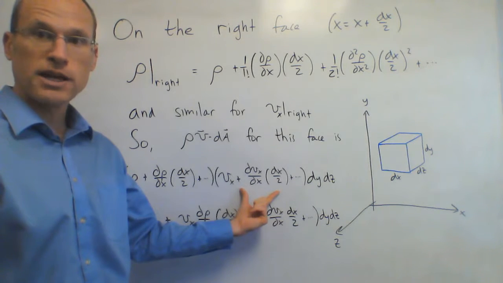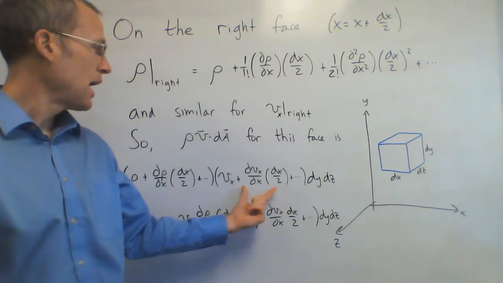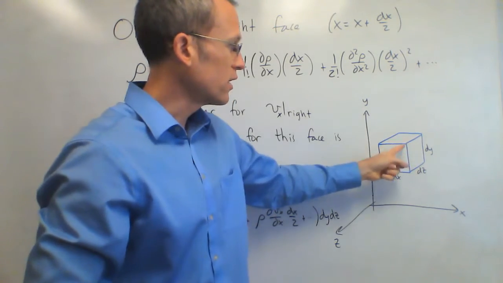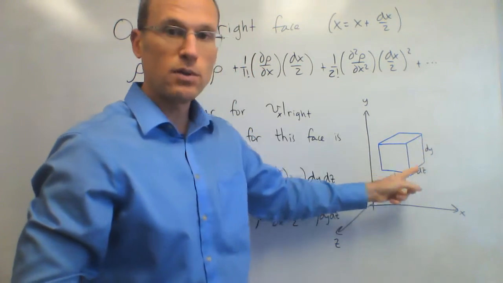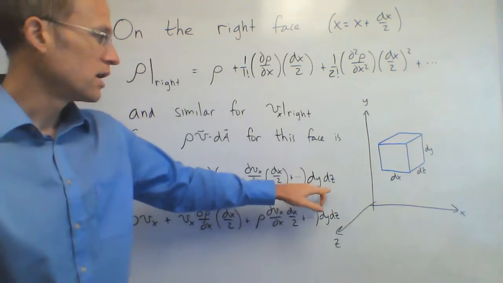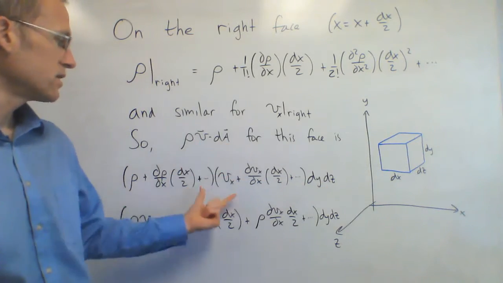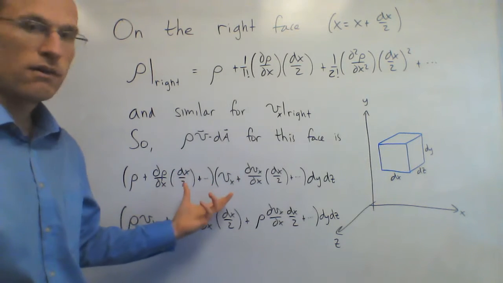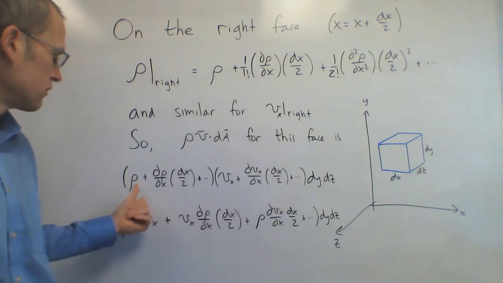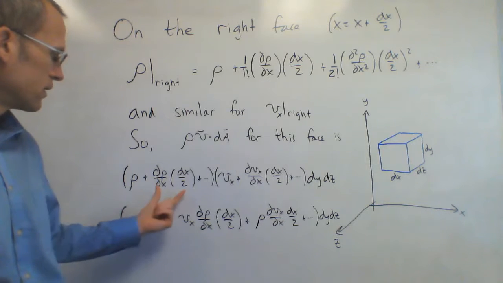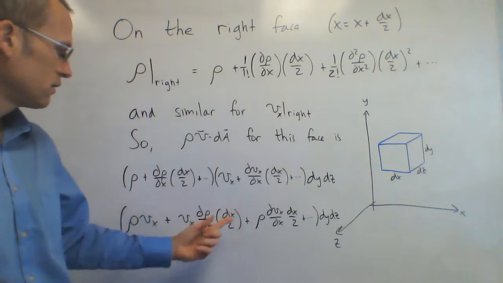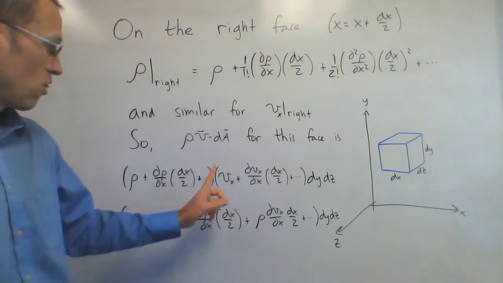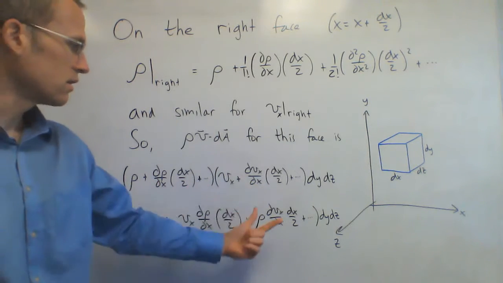Similar Taylor series expansion of v. And then I need my dA. If I'm going in the x direction, the area is this face here, which is dy dz. So my area is dy dz. So that is that expression there. And then I can basically expand this out, FOIL it if you will. I get rho and v. I get this term times v. I get that guy times that guy.